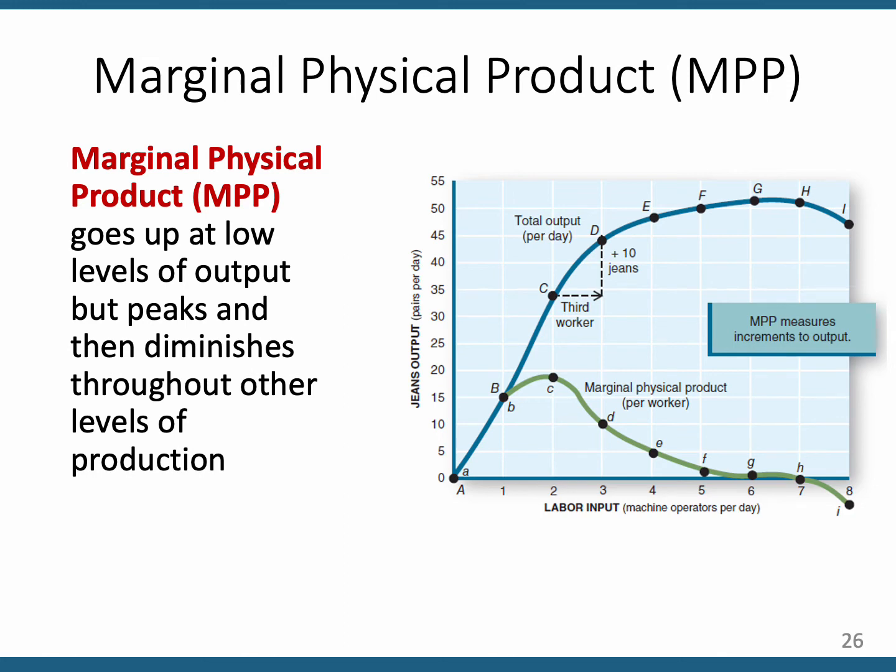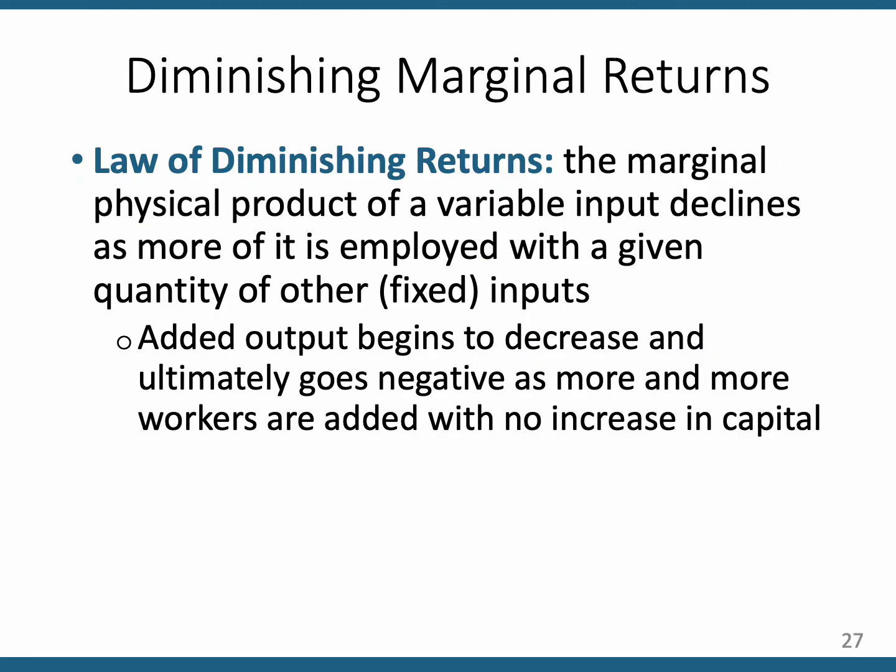All right, so you're going to be producing somewhere where marginal product is diminishing. That's not a bad thing. It's just something you have to understand. Once again, the law of diminishing returns: the marginal physical product of a variable input, labor, declines as more of it is employed with a given quantity of other fixed inputs, your fixed plant. The added output begins to decrease and ultimately goes negative as more and more workers are added with no increase in capital. Remember, this is in the short run.